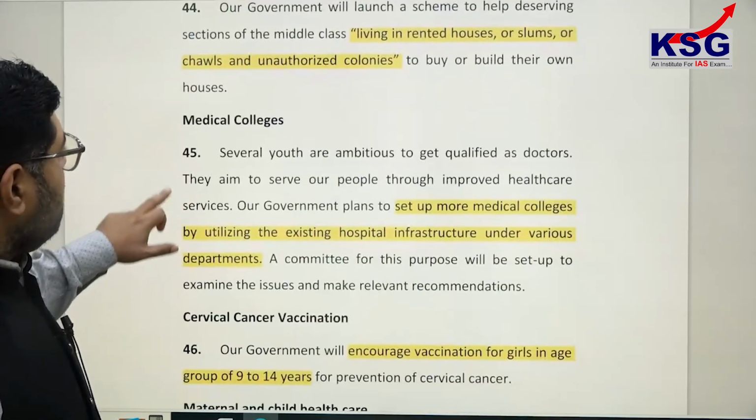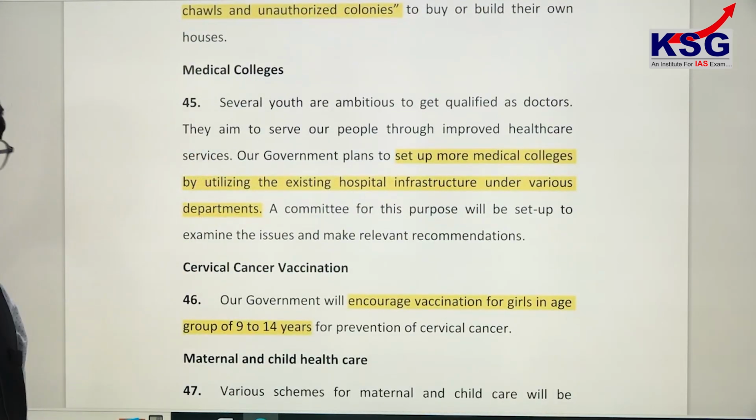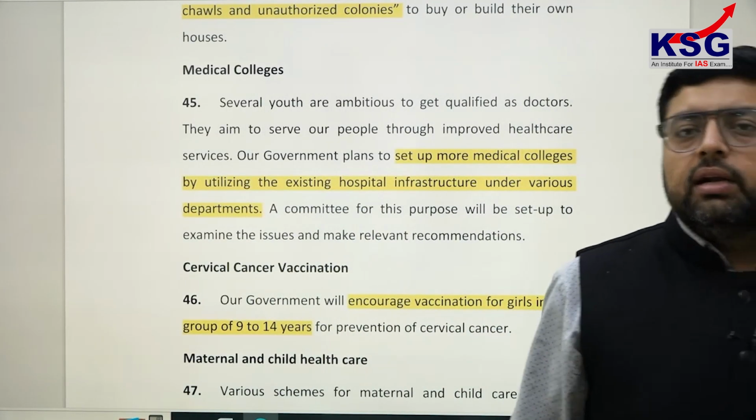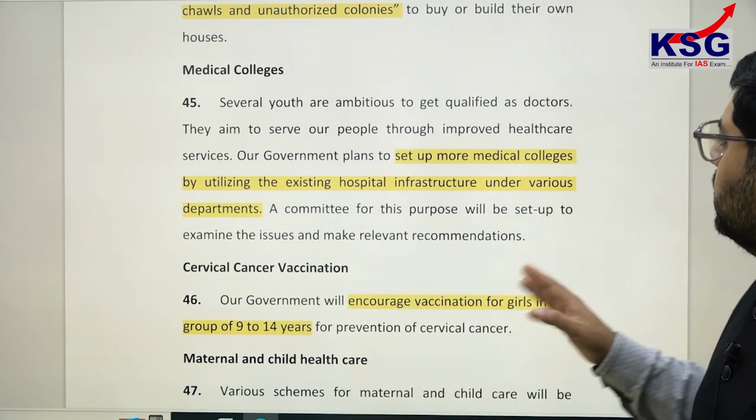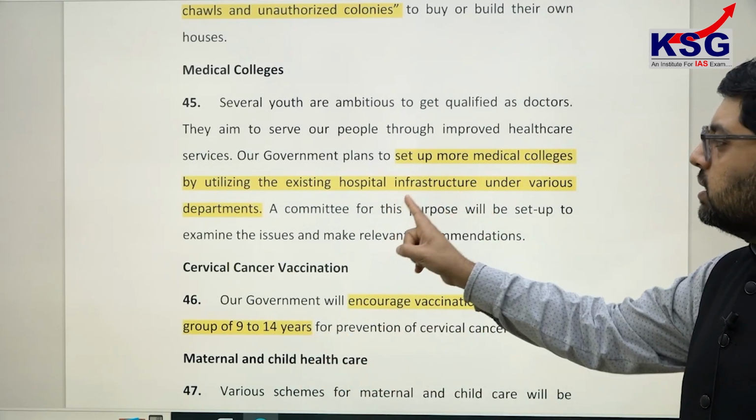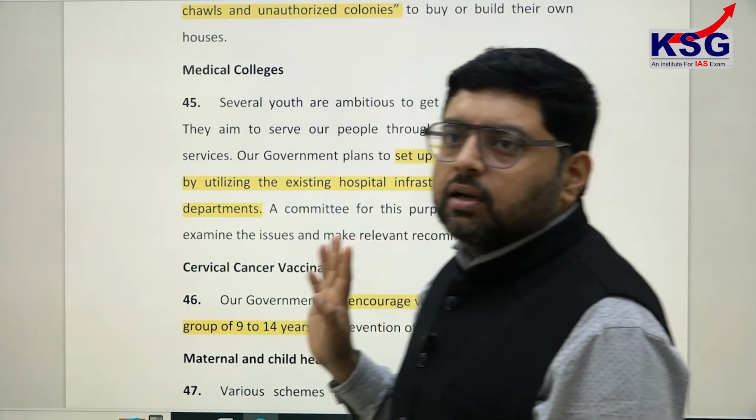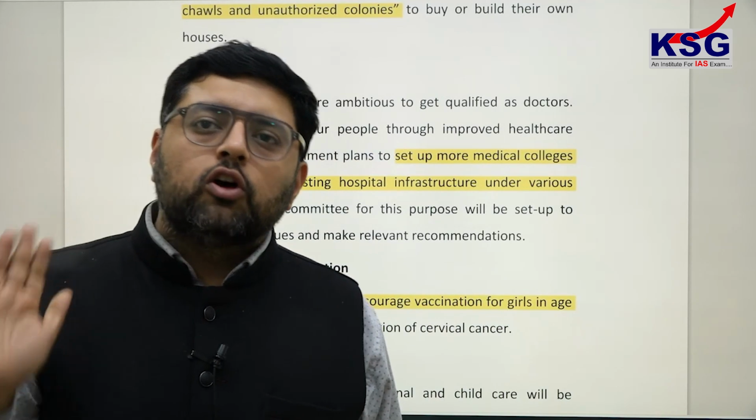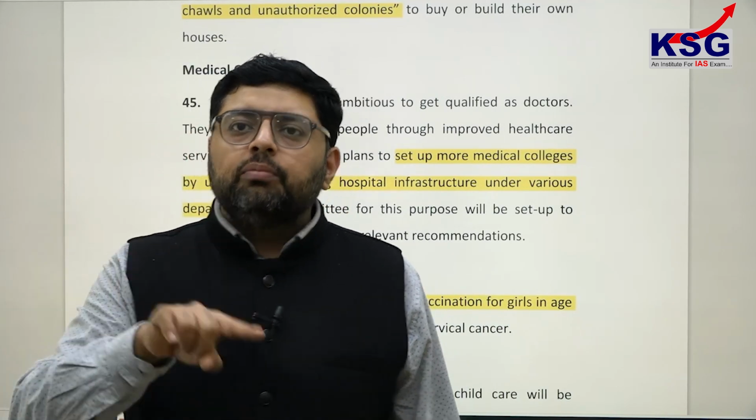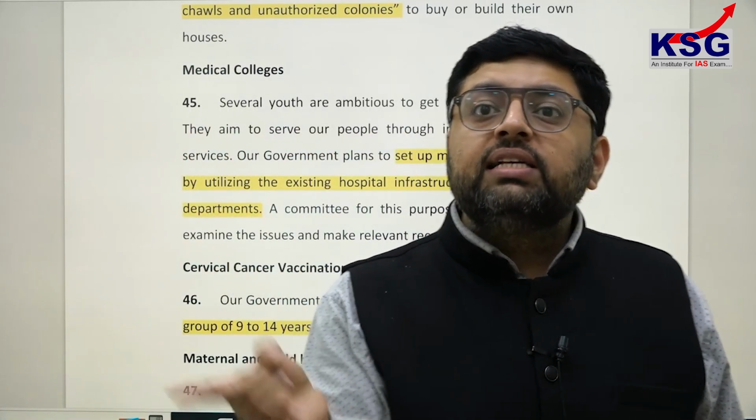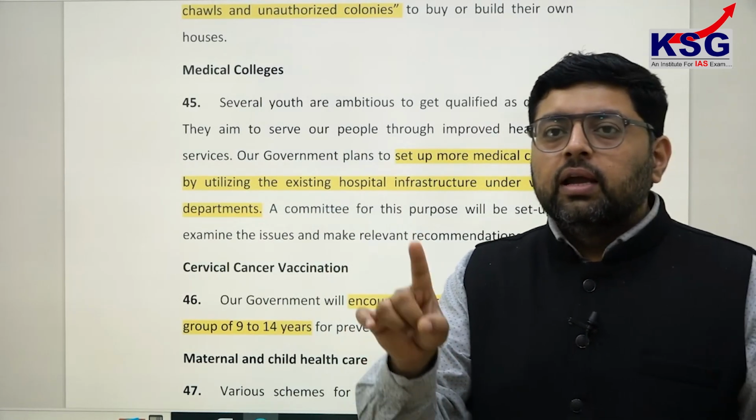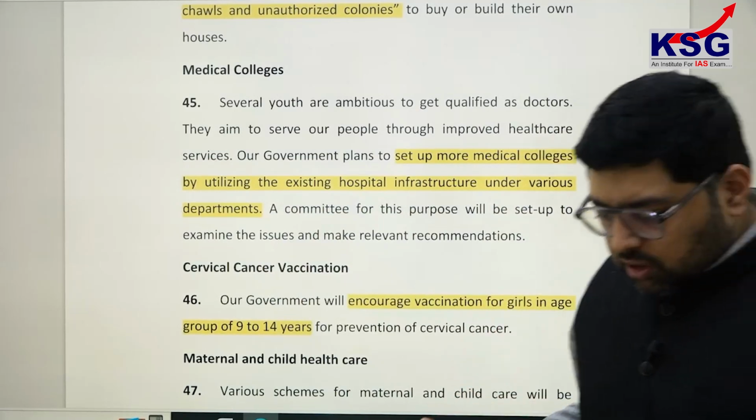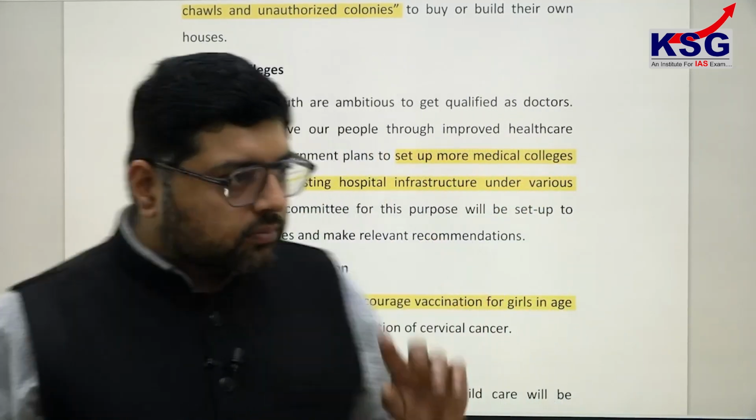Now, medical colleges. When we talk about medical colleges, government said that we will set up more new medical colleges by utilizing the existing hospital infrastructure. So it means whatever hospitals, or tertiary level hospitals, we have already set up, government will utilize that infrastructure only. In order to do this, government will set up a committee. So this is what you have to remember.